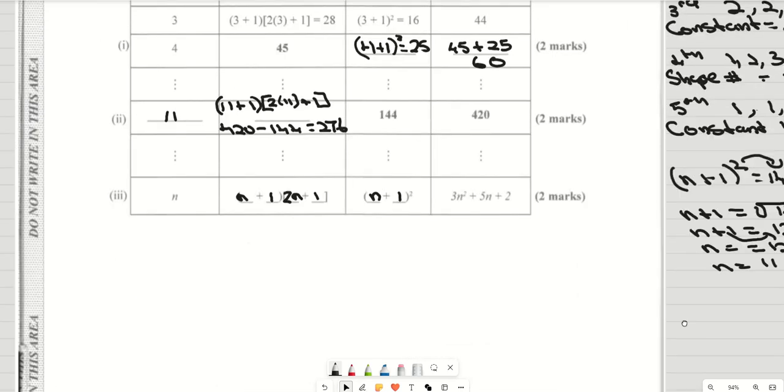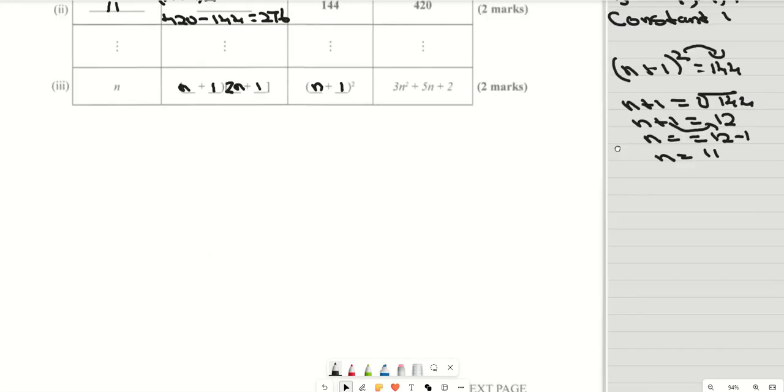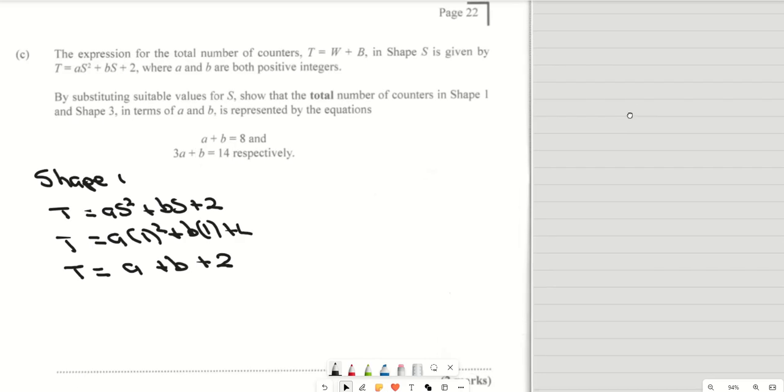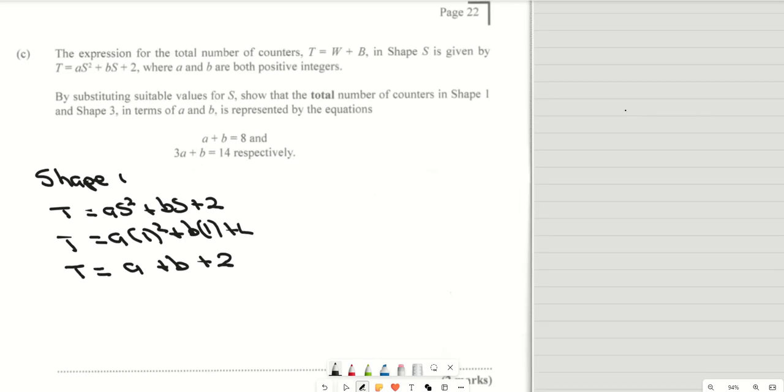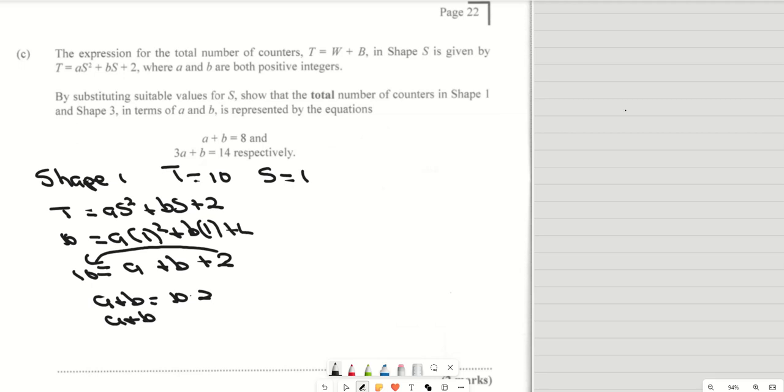So if we look at what the total was for shape number 1, T was equal to 10 and S was equal to 1. So you just substitute it into the formula. So you're going to put this here, equal to 10. We want A and B by themselves, so you carry across 2. So you know that A plus B is equal to 10 minus 2. So A plus B is equal to 8. So you show this, right?